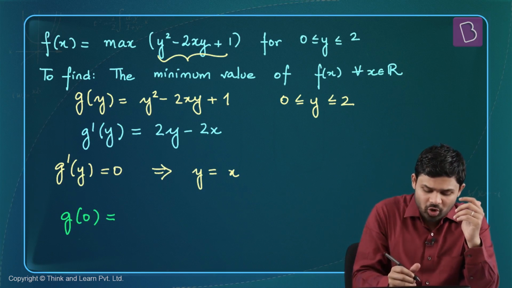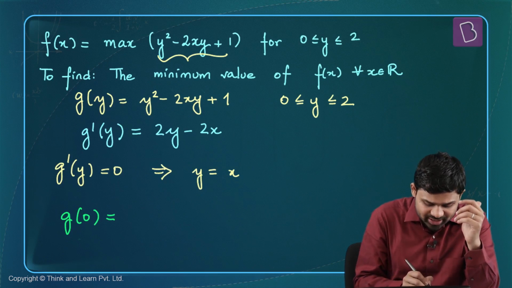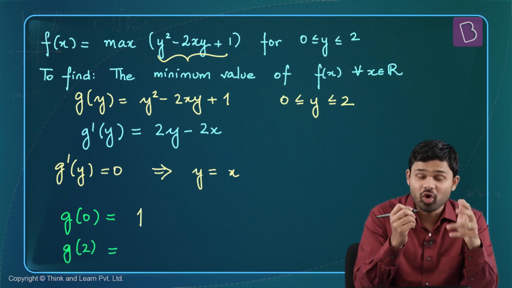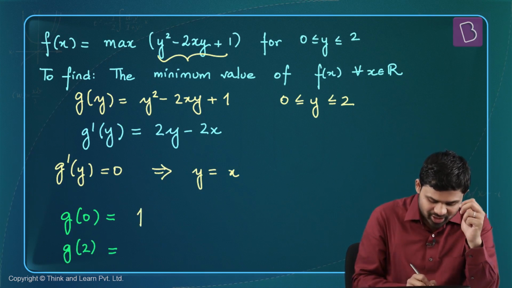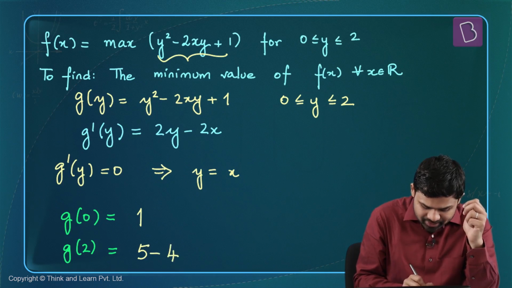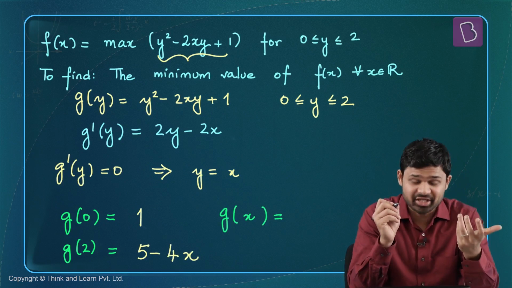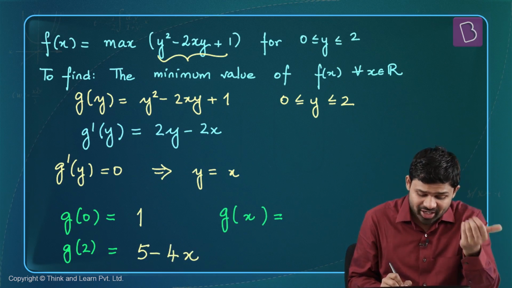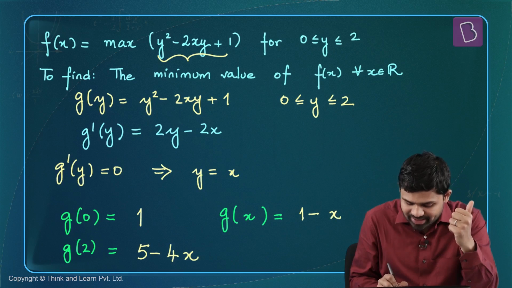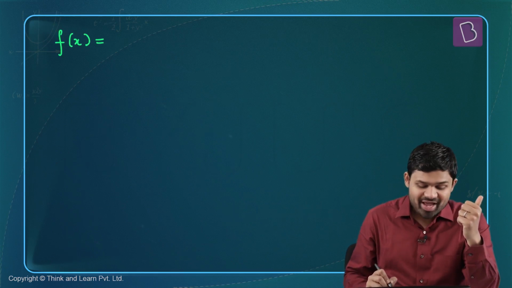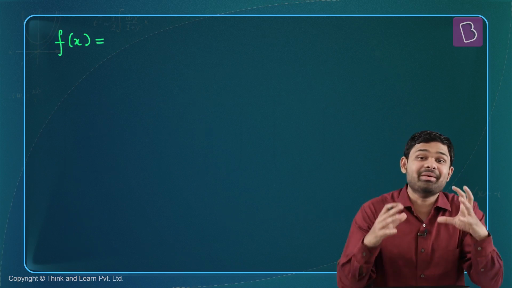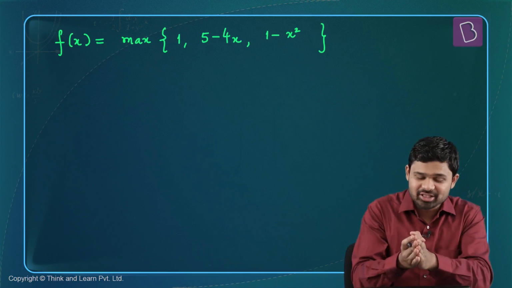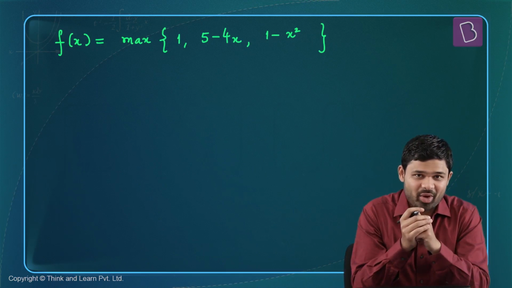So what is g of 0? G of 0 is going to be nothing but 1. G of 2, if you plug in the value of 2 here, you get 4 minus 4x plus 1. That's going to be 5 minus 4x. And what is g of x? X is the critical point. When y equal to x, you get x square minus 2x square plus 1, which will be nothing but 1 minus x square. So my function f of x is going to be the maximum value of these three functions: 1, 5 minus 4x and 1 minus x square.